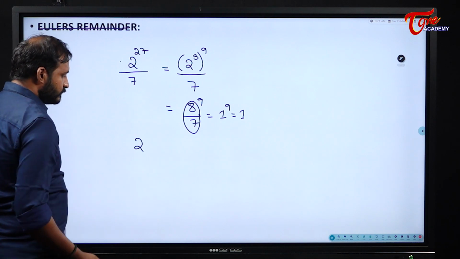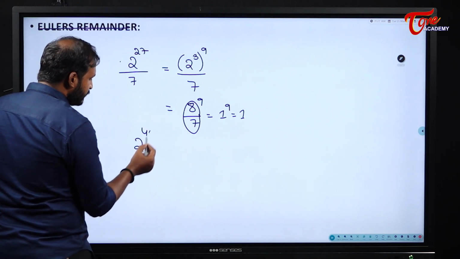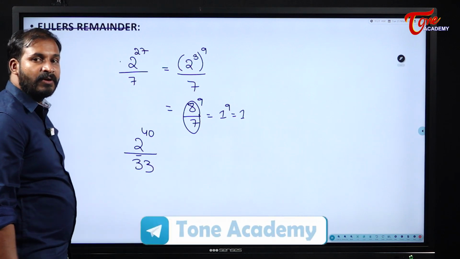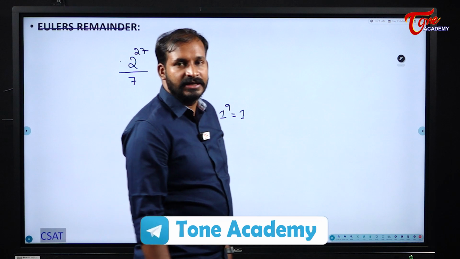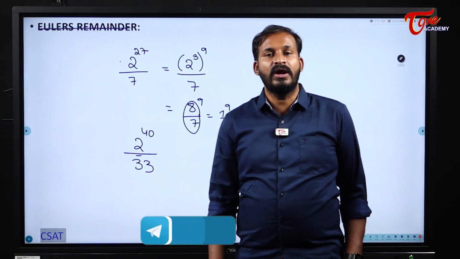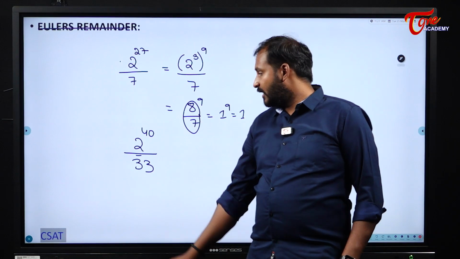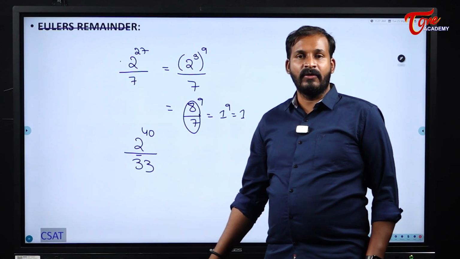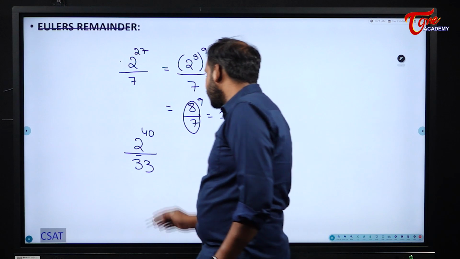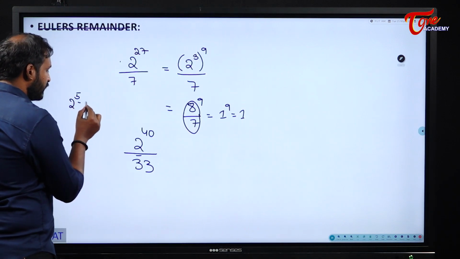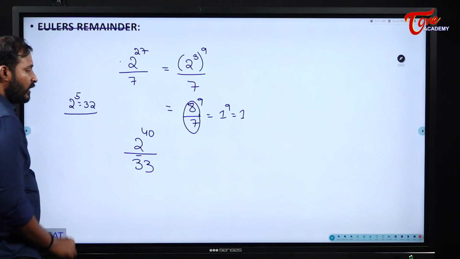2 to the power of 40 by 33. Which power of 2 is nearer to 33? 2 to the power of 5 is what? 32. So that means I need to split in the powers of 5. So now tell me how I can get 2 to the power of 5 here. Okay, good, superb. Then how do I need to write this one?